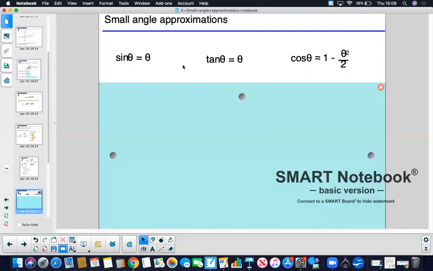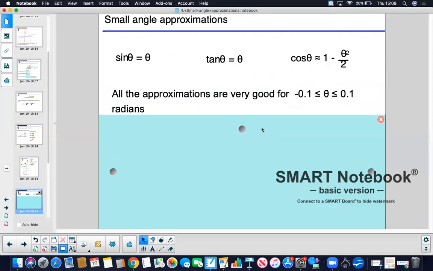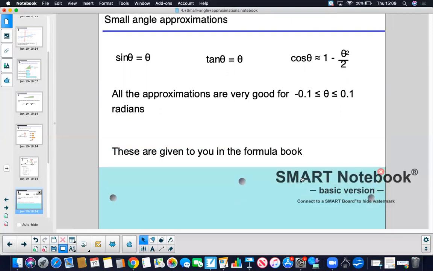So here are the 3 small angle approximations. Sine theta is approximately equal to theta, tan theta is approximately equal to theta, and cos theta is approximately 1 minus theta squared over 2. All these approximations are very good for when theta is between negative 0.1 and 0.1 radians, and you get given them in the formula book. So you don't need to remember them, but you do need to be able to use them.